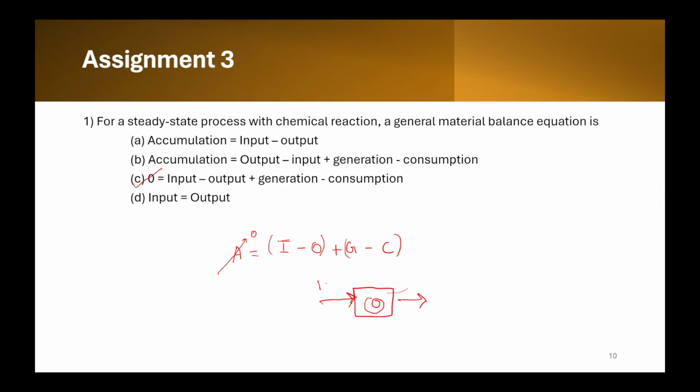So for the steady state process, the inlet is equal to outlet. So inlet flow rate is equal to the outlet flow rate. That is how we get accumulation is equal to 0 for a steady state process. Did you get it?